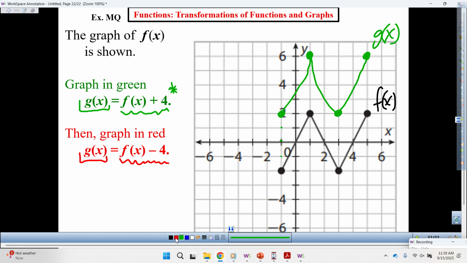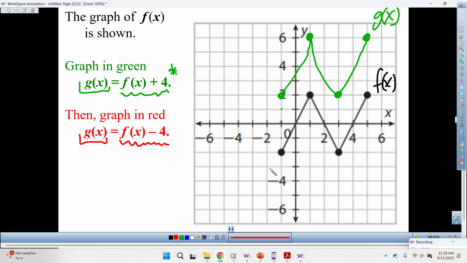All right. How about the red one? What happens to the red one? Everyone? It goes down. That is correct. So from the black one, we go 1, 2, 3, 4 down for each point. And again, we label this g of x. Are we doing good? All right.